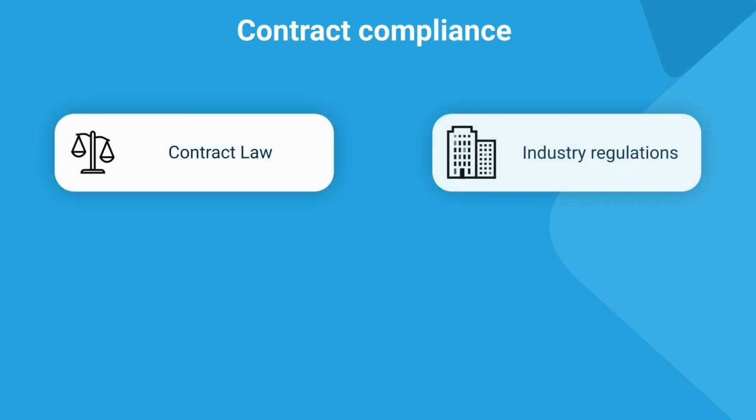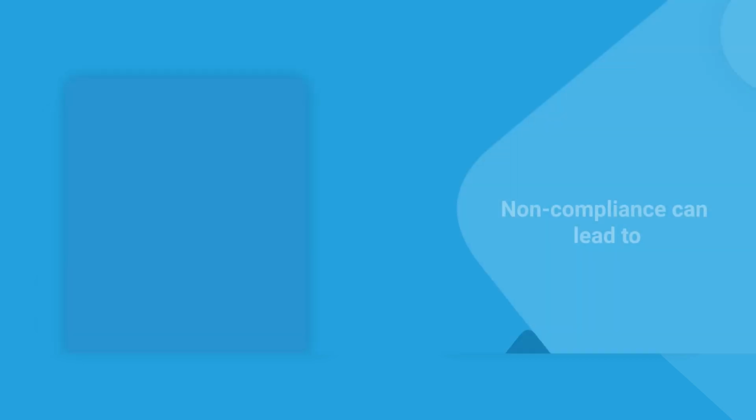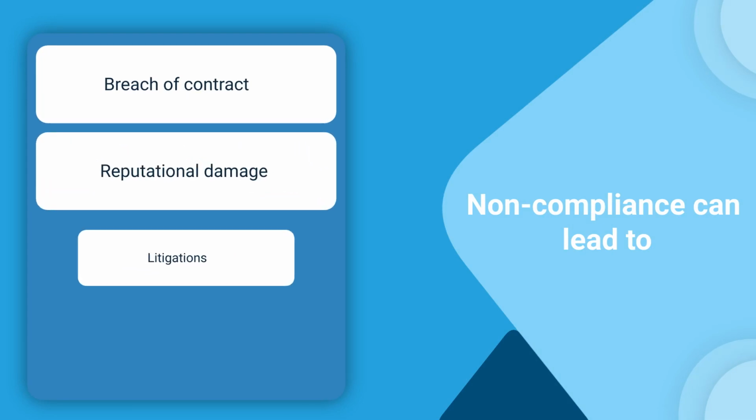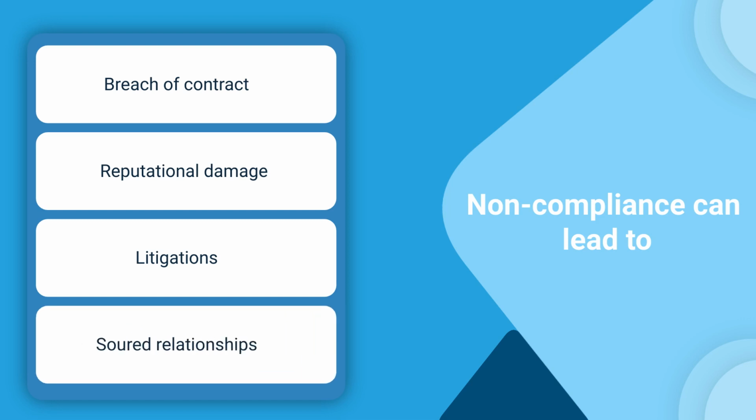All contractual agreements are subject to certain laws, standards, and terms. Contract compliance is the process of ensuring all the parties involved conform to these requirements. Ensuring compliance at every stage of the contract lifecycle, from drafting to beyond execution, is necessary to avoid legal, operational, financial, and credibility issues.